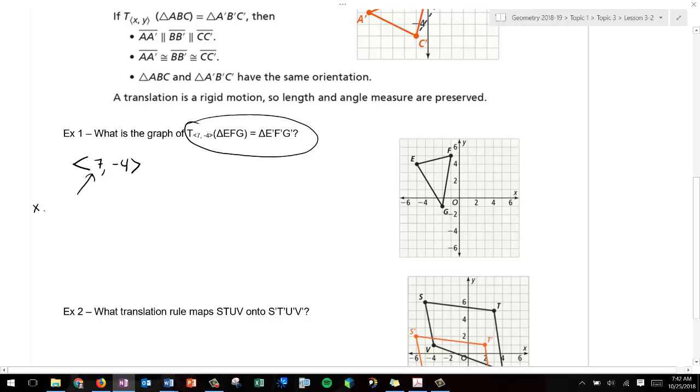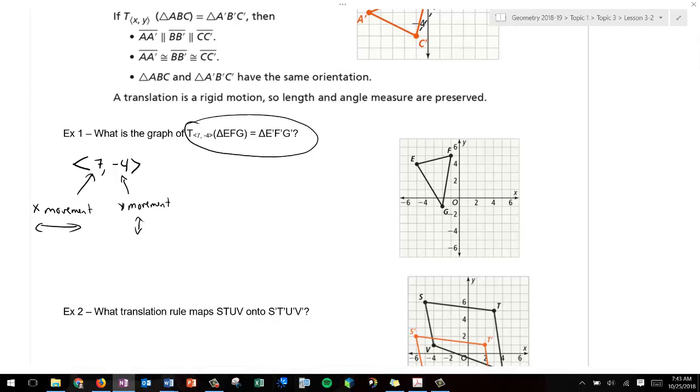Okay, so X movement, which means we're going left or right. And it literally follows what's being said there. So if it's a +7, that means I want to slide each of my points 7 units to the right. My Y coordinate of my translation is the Y movement, and that's up or down. So since it was a -4, they want me to slide down 4 units.